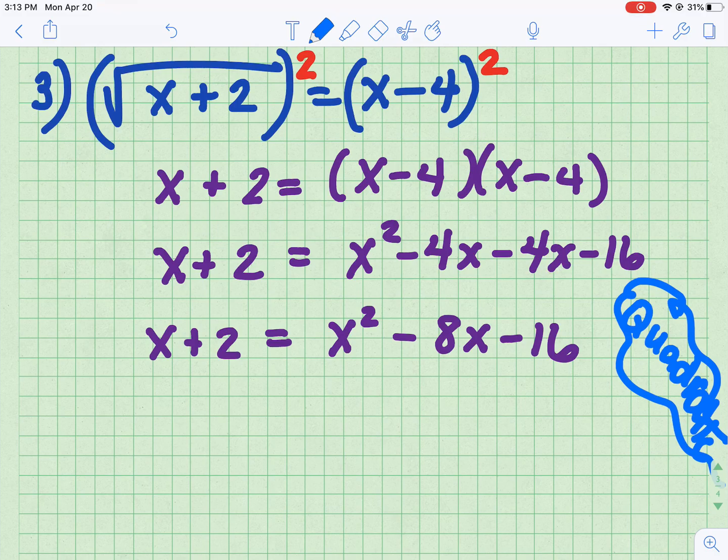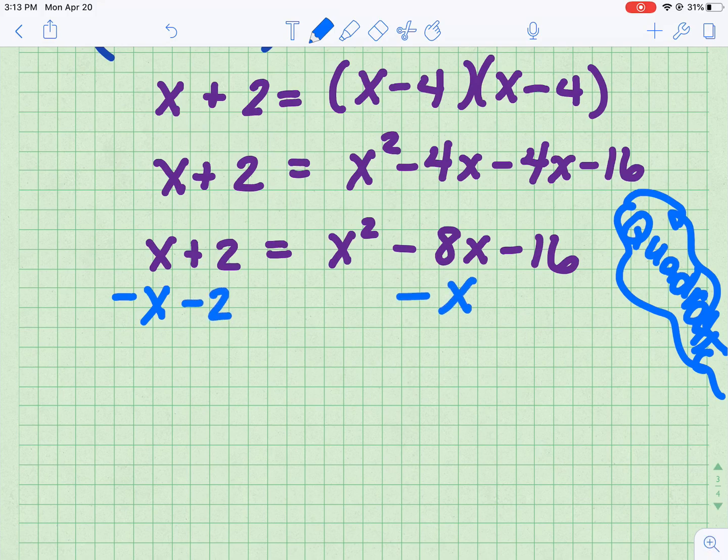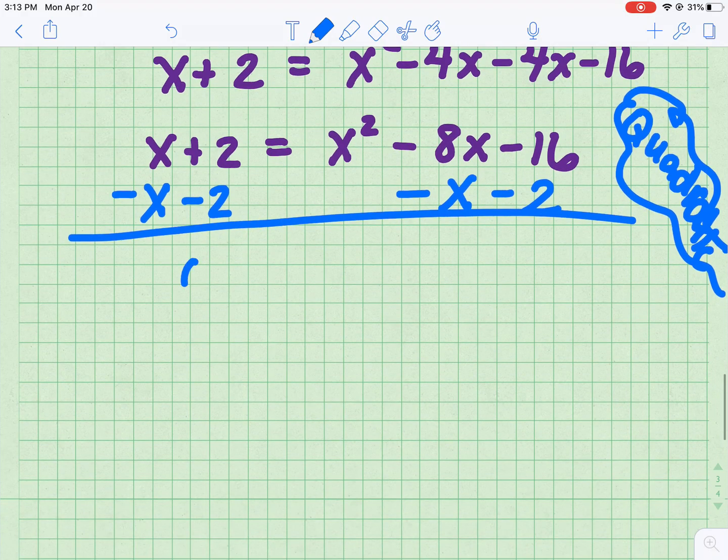If you're one of those people that never learned how to factor, you might want to learn how to factor at this point because most of these are factorable. So what I need now, and if you remember back to that unit, I think it was 4B, in order to solve a quadratic, if you're going to factor or use the quadratic formula, you have to have it equal to 0. So I'm going to subtract x from both sides, and I'm going to subtract 2 from both sides. And that'll give me 0 equals x squared minus 9x.